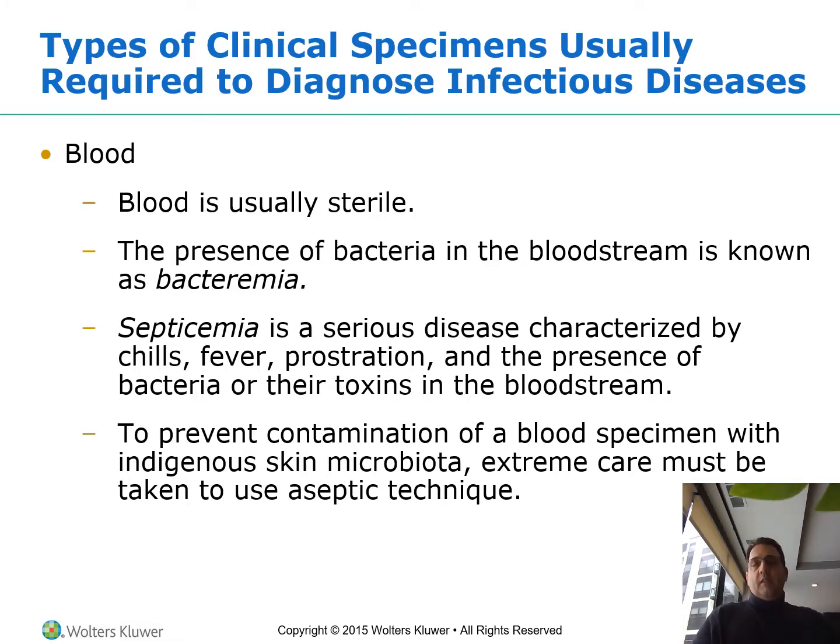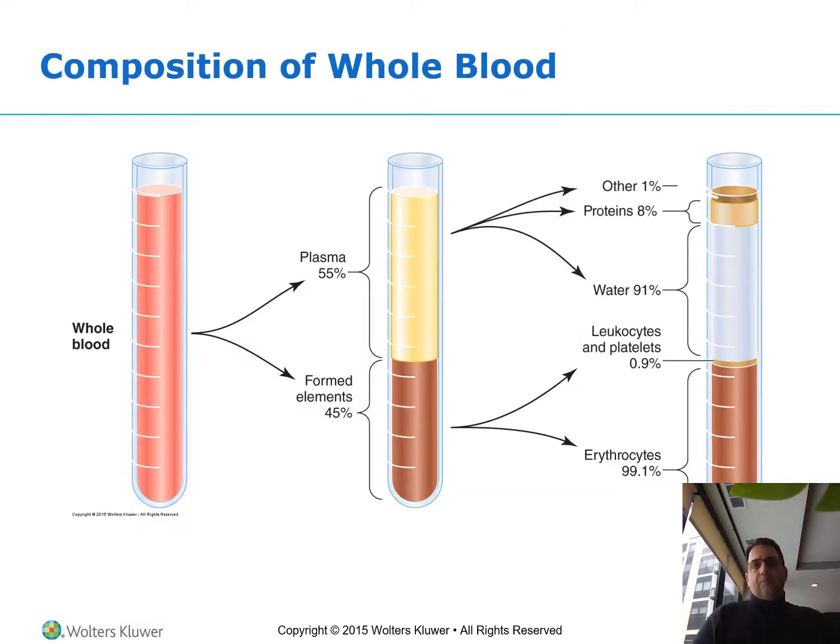To prevent contamination of a blood specimen with your own skin's microbes, you need to use aseptic technique, which in large part includes gloves and antiseptics. Quite often whole blood will be spun down, and whole blood looks something like this when you spin it, or when you let it sit for a long enough time, the plasma will actually separate from the blood.